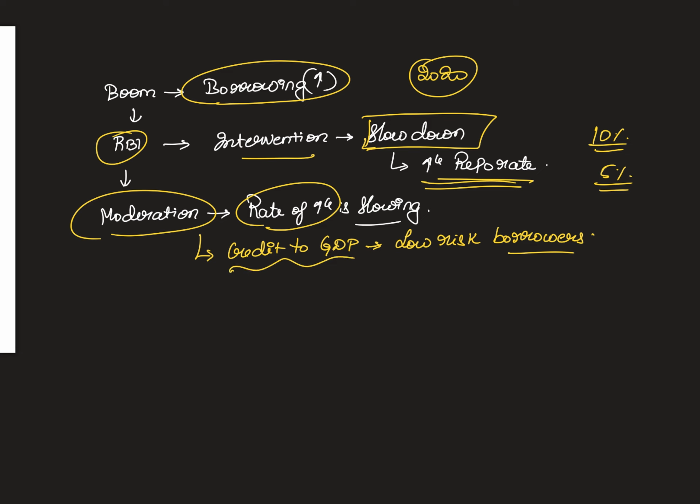So the credit to GDP ratio will be there. You have to try to minimize that in terms of minimizing the risk. So if this is shrinking, it just means that our growth is sustainable. Otherwise, it will become unsustainable because you cannot have GDP growth based on credit. Ultimately, credit means it is a loan.